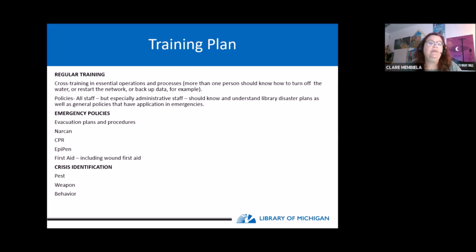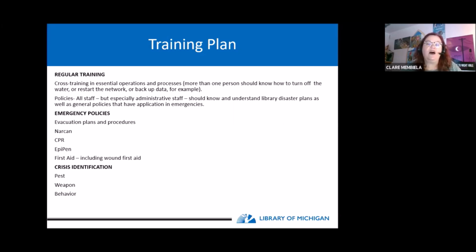A training plan, and again, this is incredibly important. Regular training. Make sure your staff and the director get regular training as much as possible. To the extent that you're able to, cross-train your staff in essential operations. You should have more than one person that knows how to restart the network. You should have more than one person that knows how your ILS works, to make sure that if there is an emergency and some kind of crisis, there is more than one person that can help get that back up and running, because the one person that knows how to do it may not be able to come into the office.